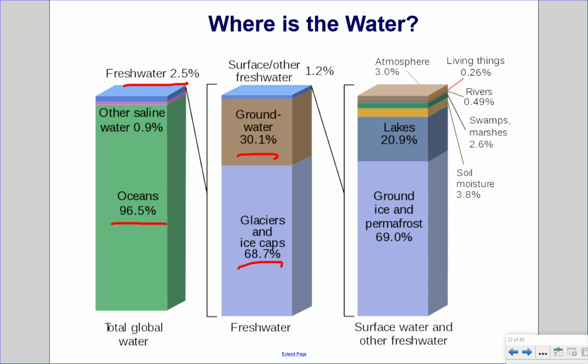30.1% of it is groundwater, and then only 1.2% of the 2.5% fresh water is located in surface water, other sources of fresh water. Of that fresh water on the surface, 69% of it is located in the ground as ice or permafrost, and lakes account for about 20.9% of that fresh water. And then the remainder is divided up between the soil moisture, swamps and marshes, rivers, living things, and the atmosphere, which is at 3% of that.